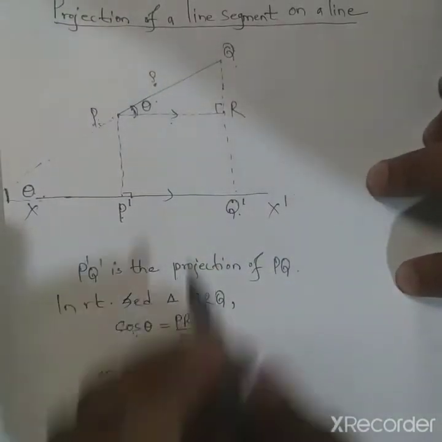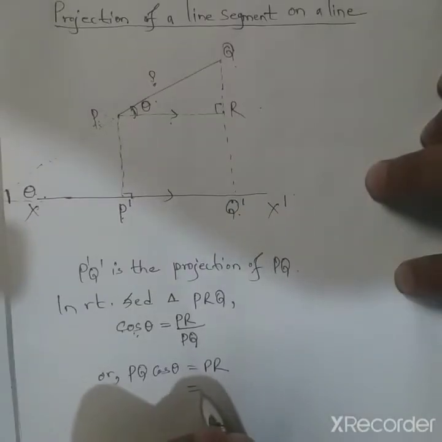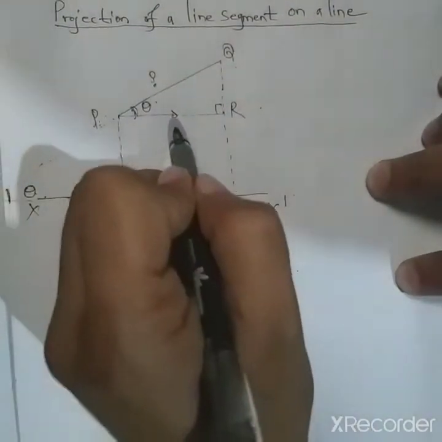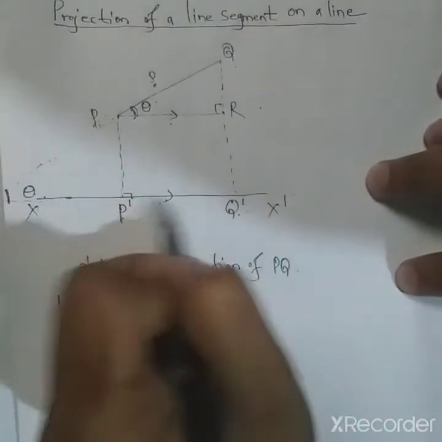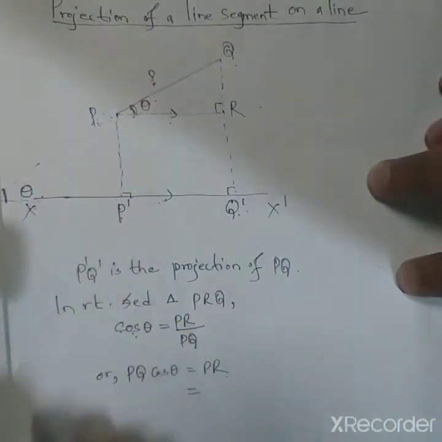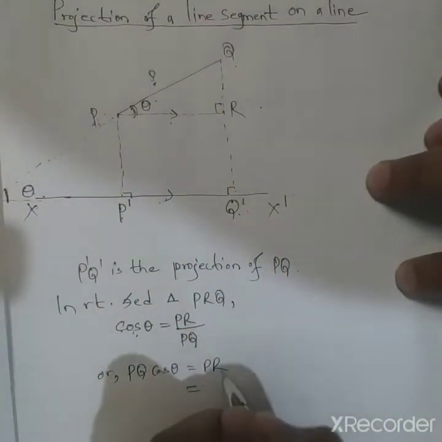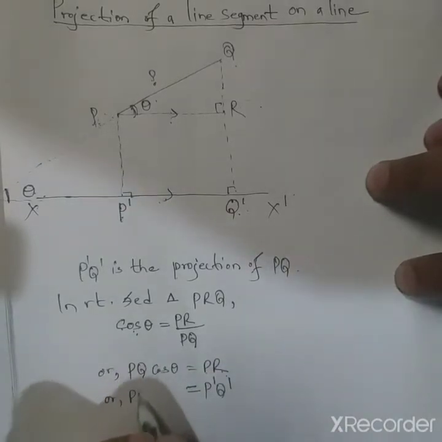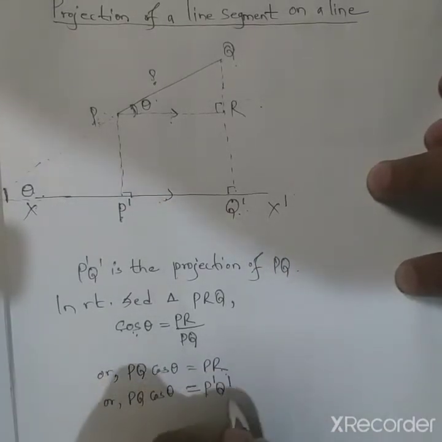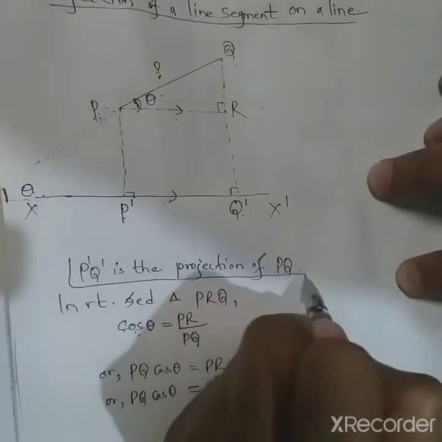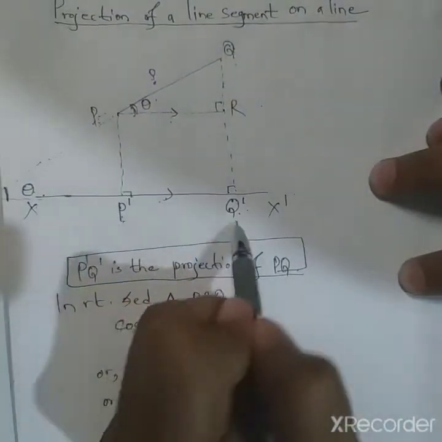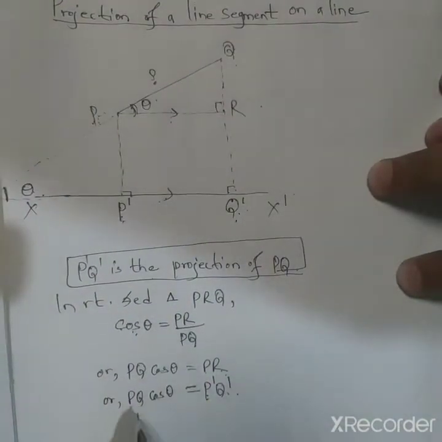Now PR equals P dash Q dash, because they are opposite sides of the rectangle formed here. So instead of PR we can write P dash Q dash, so PQ cos theta equals P dash Q dash. What did I say before? P dash Q dash is the projection of the line PQ. So what we get is P dash Q dash equals PQ cos theta.